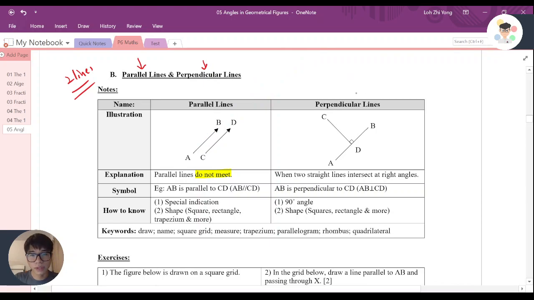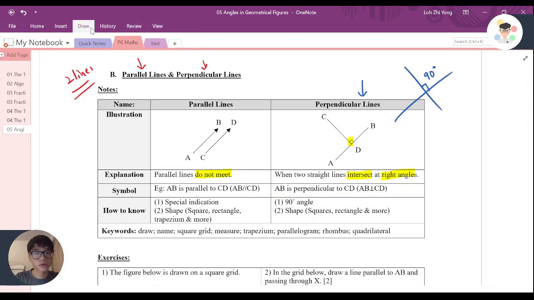And this is called perpendicular lines. Perpendicular lines basically means that there are two lines that intersect with each other and form a right angle, which means 90 degrees, as you can see from here. Let me just quickly repeat: they intersect and form a right angle. And this is basically the difference between these two lines.